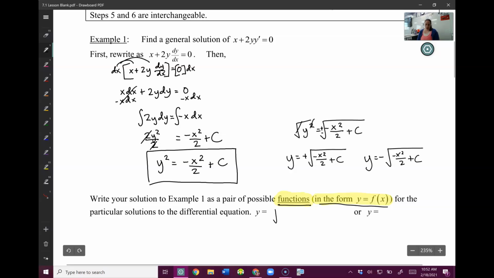And those are my answers down here, because these ones are now functions. They would pass the vertical line test. So essentially, if it says function or in the form y equals f of x, that tells you you need to solve for y. If it doesn't say either of those things, like here it just says find a general solution, you don't need to solve for y. You can leave it right there like that.